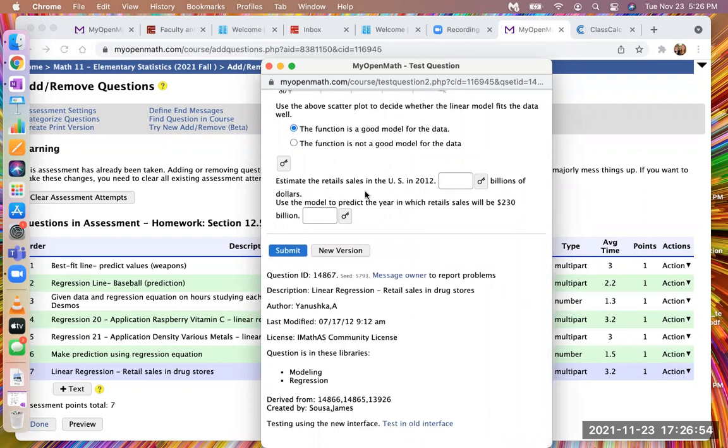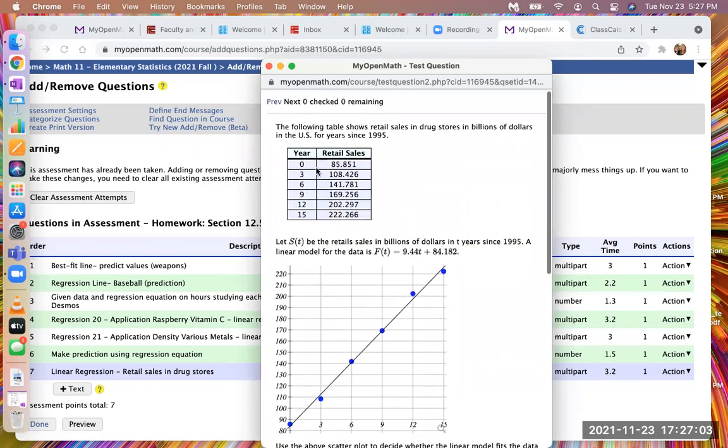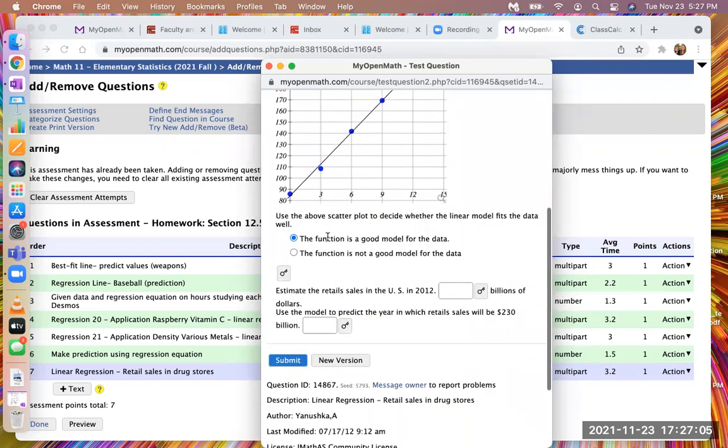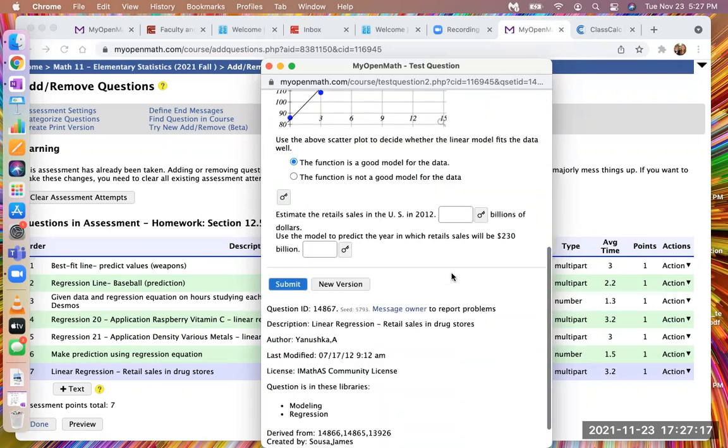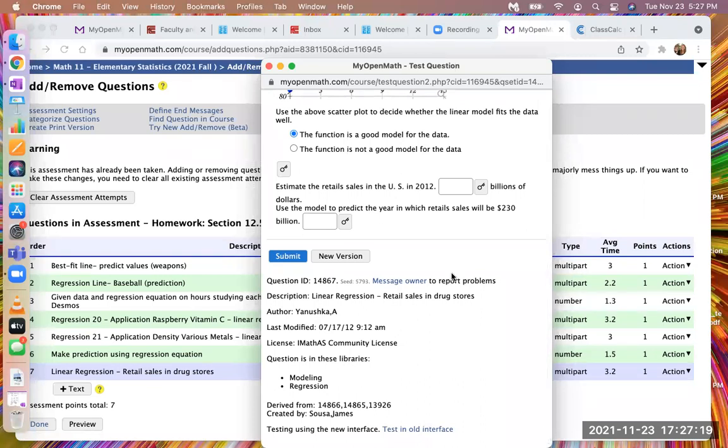And then estimate the retail sales in the US in 2012. So they're giving us a year, which means they're giving us an X value. We want to plug the X value, the T value, into this equation and then find the given F of T, or Y value. So that's the first thing we're going to do in this first part. First I have to translate 2012. How many years after 1995 is that?